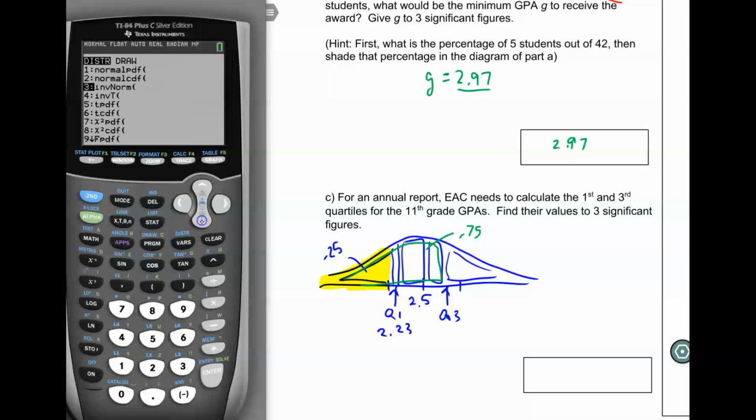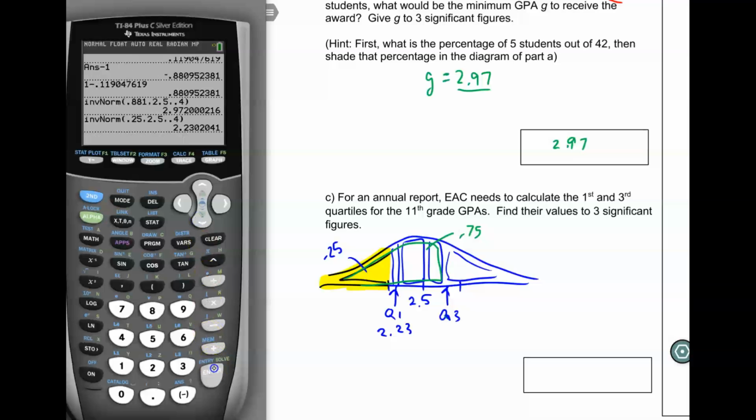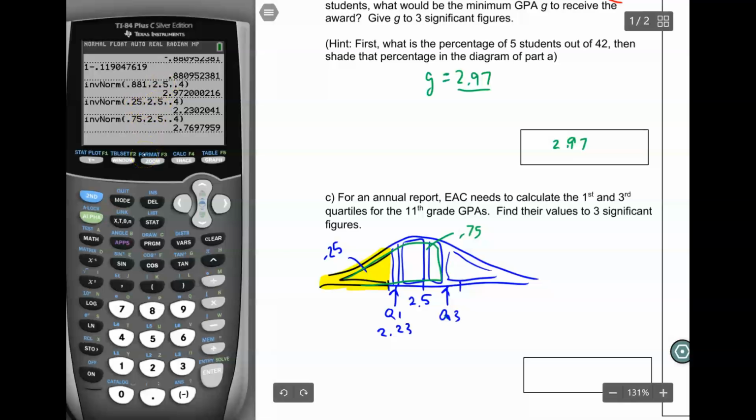So you have a couple of options on how to do this with the new type of calculator. But with the old type of calculator, this is what you would do. Actually, whenever you get one of these quartile problems with the old type of calculator, all you're going to do is inverse normal with 0.25, inverse normal with 0.75, and then you can figure it out later. Which one's Q1 and Q3? It's going to be pretty obvious because one of them is going to be bigger than the other, right? Okay, so 2.23 and 2.77 are the Q1 and the Q3.